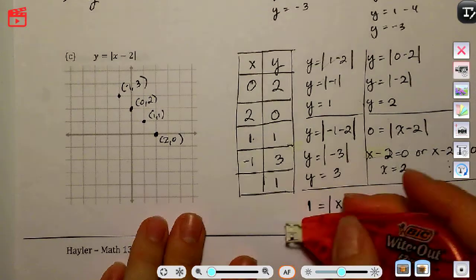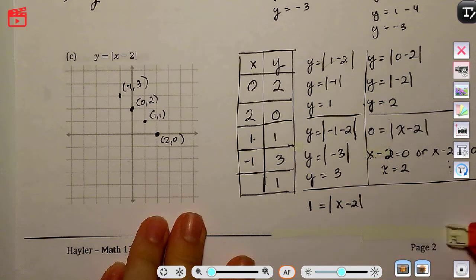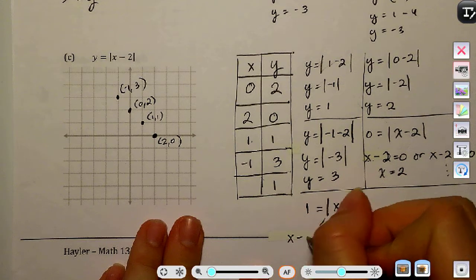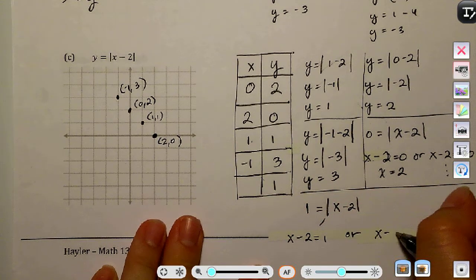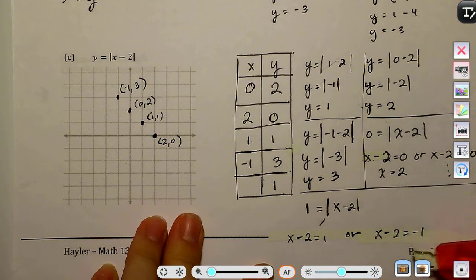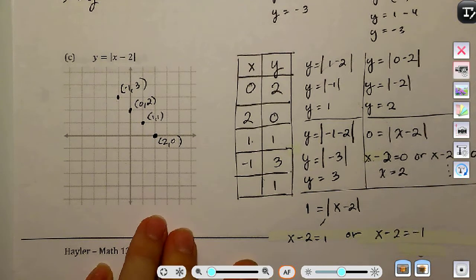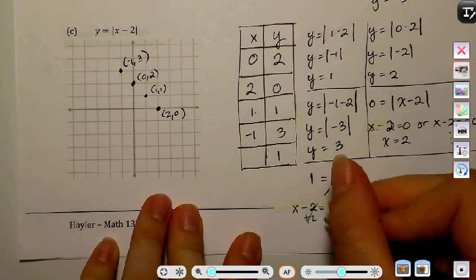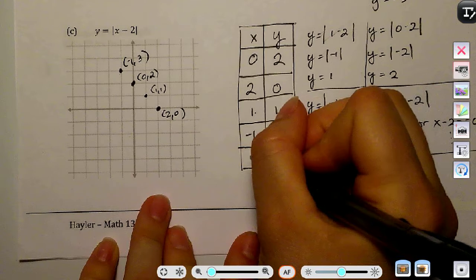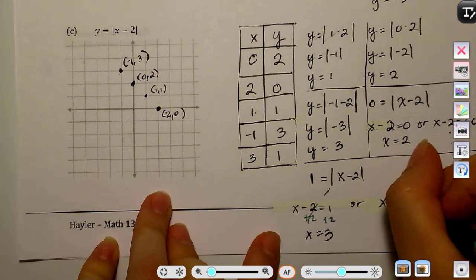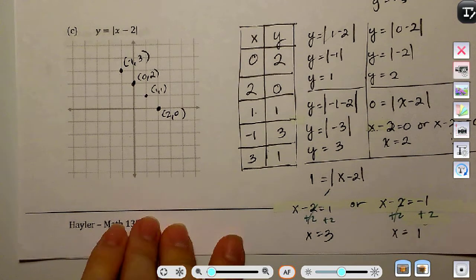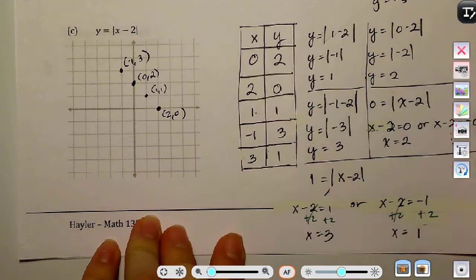Let me go ahead and white out down here. I didn't plan the space very well. Okay, so splitting this to get it out of the absolute values, I get x minus 2 equals 1, or x minus 2 equals -1. Go ahead and solve. Add 2 to both sides. X equals 3. Add 2, add 2. X equals 1. Oh, I have 2 values here for x, which means I get 2 points.